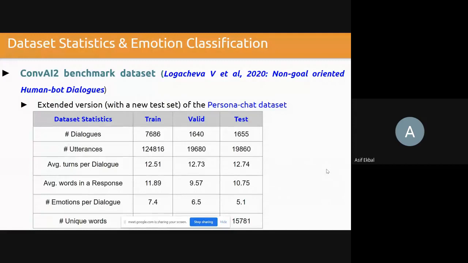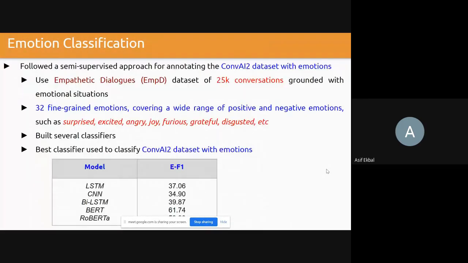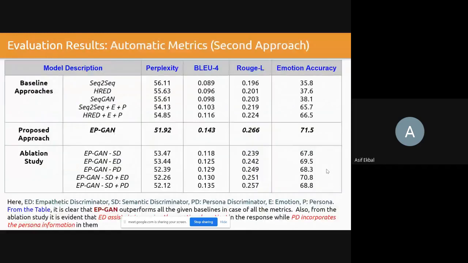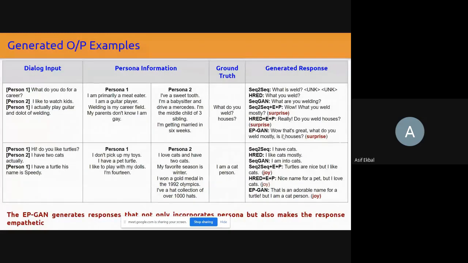Then we used a conversational dataset. We have used 32 fine-grained emotions, including surprise, excited, angry. This is more fine-grained and not the 6 emotions. We built our emotional classifiers using a BART-based model, which is a transformer-based network. And finally, we classify it, and again, we have a lot of responses, and you can see the responses that are being generated here.